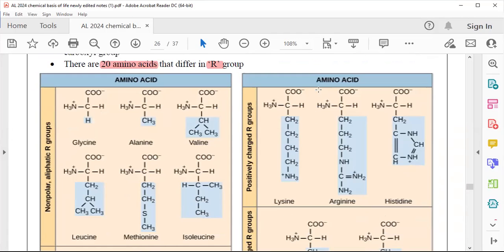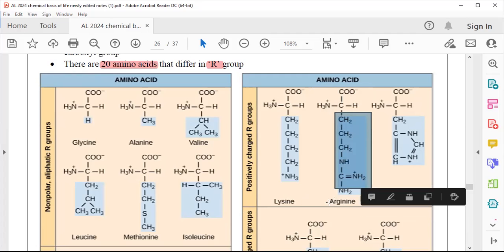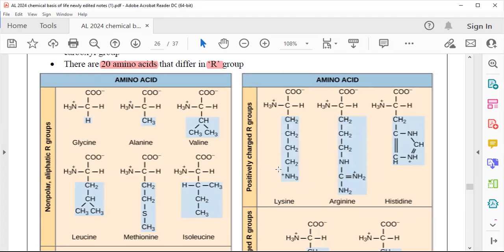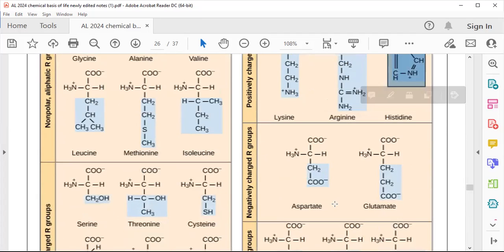Can you see the arginine here? Yes, sir. This is the side chain having an amino group. This is lysine having a side chain amino group. This is histidine having an amino group. This is aspartic acid.